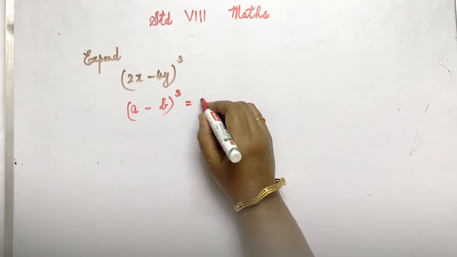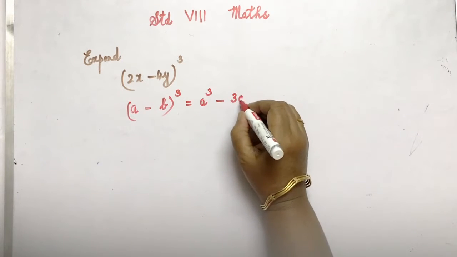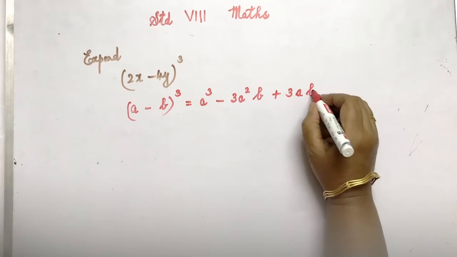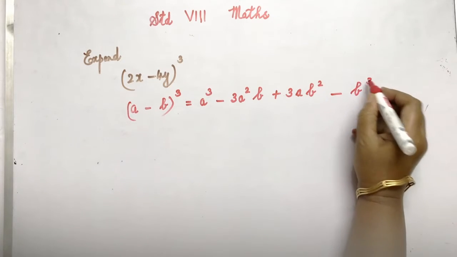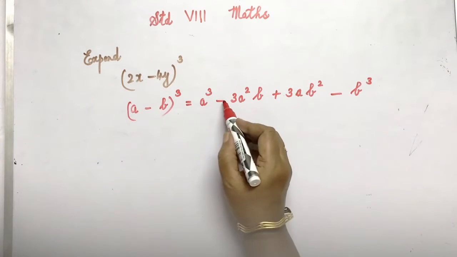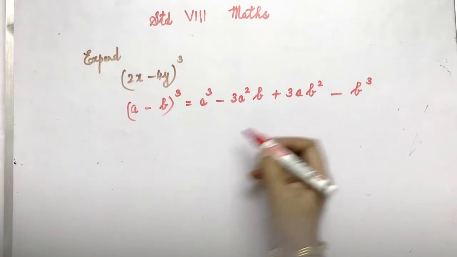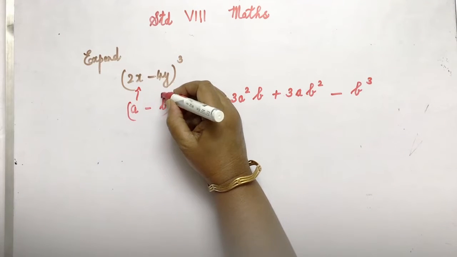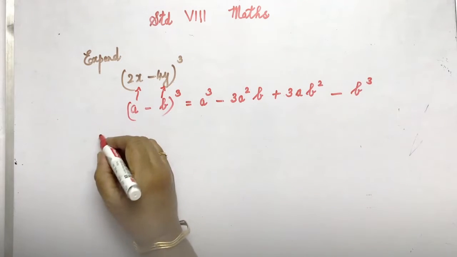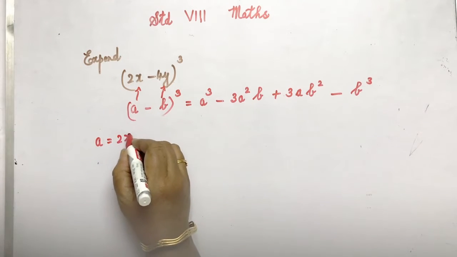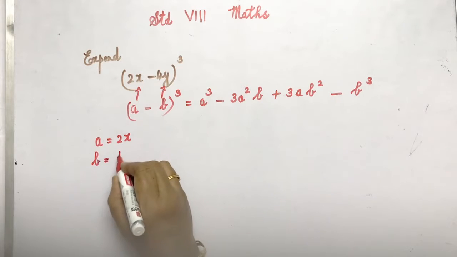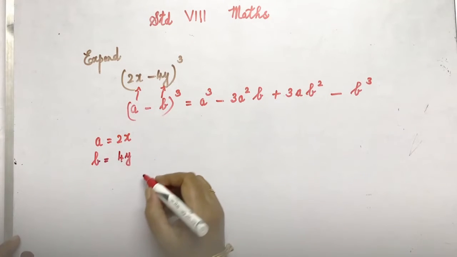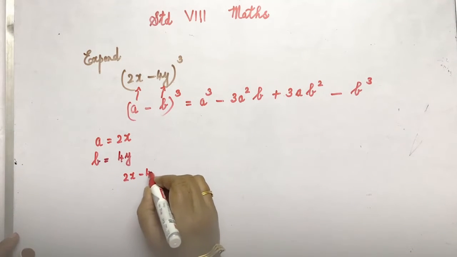So the identity is a cube minus 3a squared b plus 3ab squared minus b cube. So when a minus sign is there in the identity, here minus will come, minus b cube. Now we have to compare this. We should find out what we have in the place of a and what we have in the place of b. So in the place of a we have 2x and in the place of b we have 4y. Now we have to expand. So (2x - 4y) whole cube.